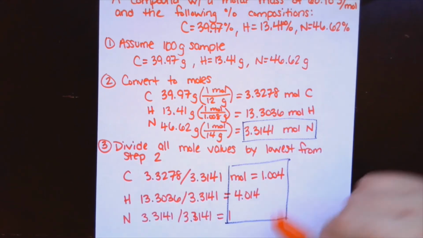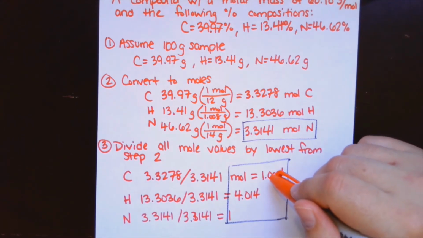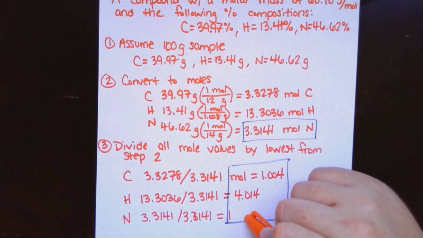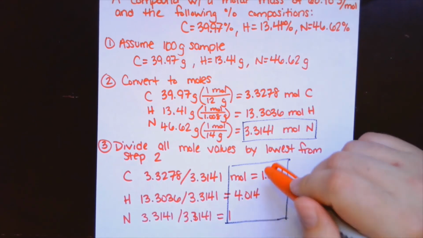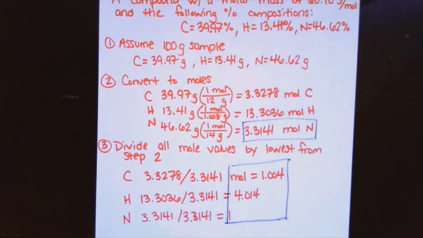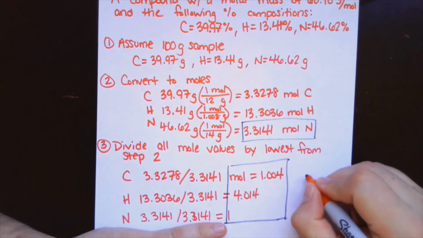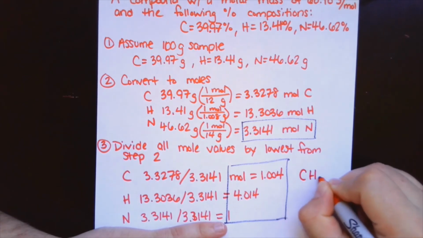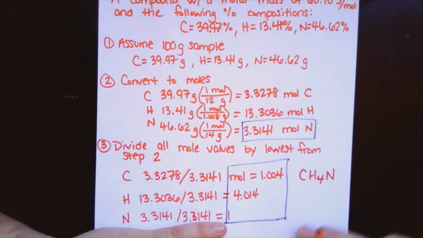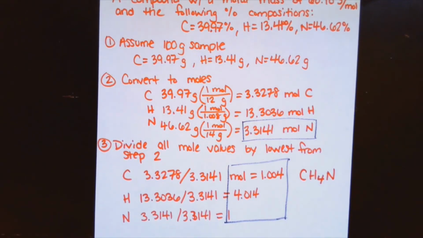Right? So that means that these are the subscripts for each of their respective elements in the empirical formula. So the empirical formula of this compound is CH4N. If we're just looking for the empirical formula, that would be our answer. Since we're looking for the molecular formula, there's just a little bit more that we need to do.